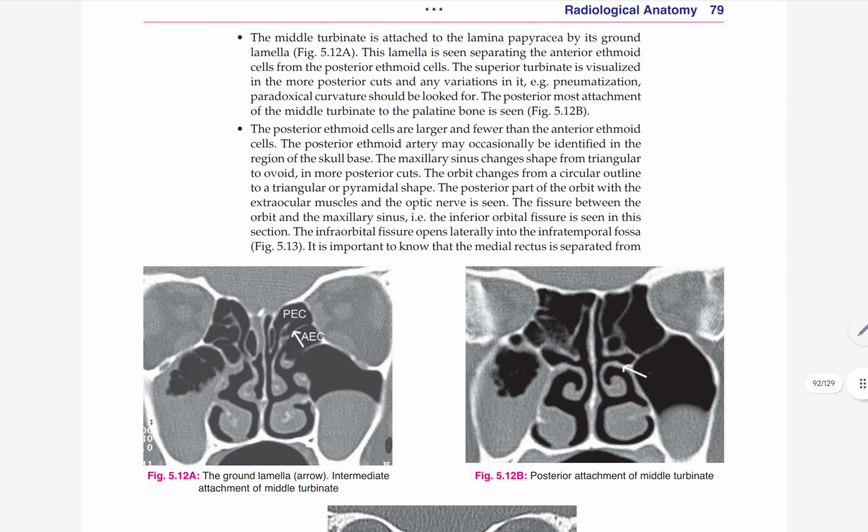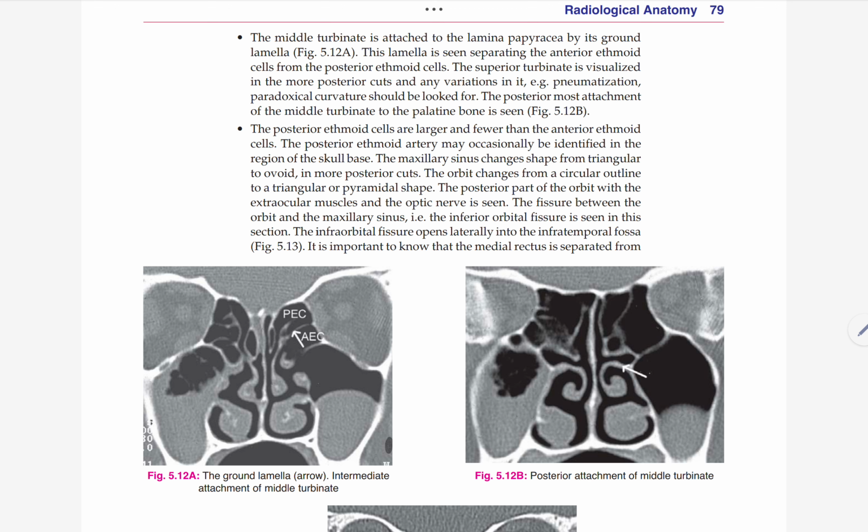The middle turbinate is attached to the lamina papyracea by its ground lamella. The lamella is seen separating the anterior ethmoidal cells from the posterior ethmoid cells. The superior turbinate is visualized in the more posterior cuts, and variations in it, for example pneumatization and paradoxical curvature, should be looked for. The posterior attachment of the middle turbinate to the palatine bone is seen.